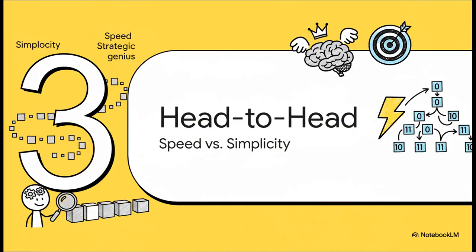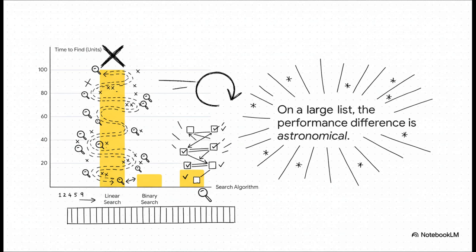Okay, so we've got our two contenders, the simple, steady worker and the lightning-fast, strategic genius. Let's put them side by side and really see how they stack up when we're talking about speed versus simplicity. And whoa, look at this. The difference in performance is staggering. On a list with, say, 1 million items, a linear search could take, in the worst case, 1 million steps. But a binary search, because it's cutting the problem in half every single time, would take 20 steps, tops. The difference isn't just big, it is absolutely astronomical.